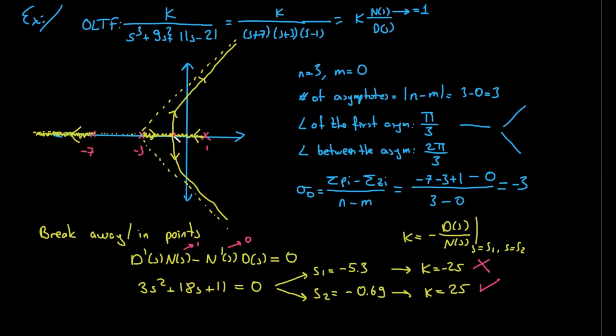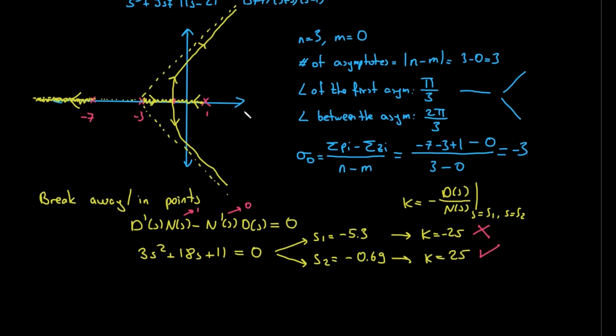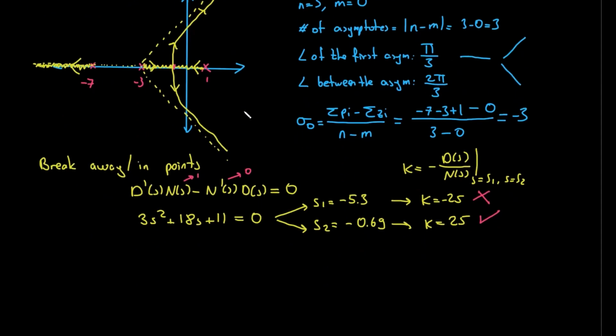So we found the breakaway point, okay? We found the k value: for k between 0 and 25, these two poles move towards each other and they meet at point minus 0.69, okay? And what is the next critical k value that I'm interested in? The k value where the poles pass from the open left half plane to the open right half plane, then the system becomes unstable, right? So let's find the intersection with the j omega axis as our next task.